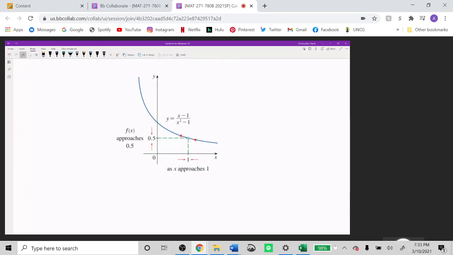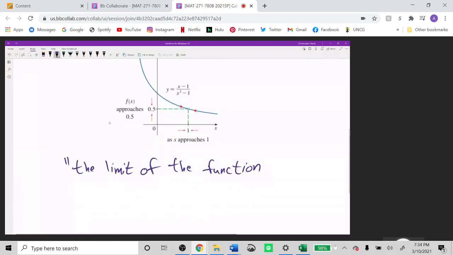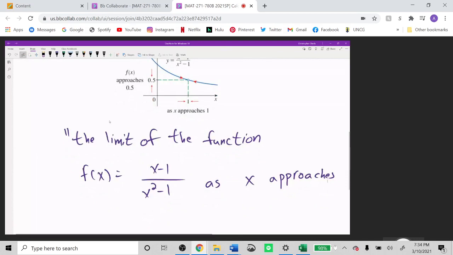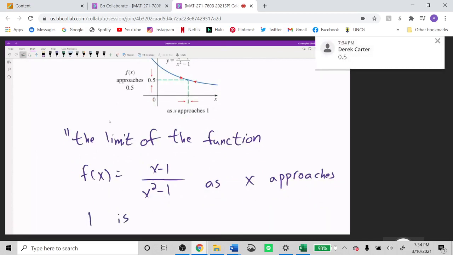We can express this notationally, and verbally, we can express this as the limit of the function f of x equals, let me write this on another line, x minus 1 over x squared minus 1, as x approaches 1. What would you say the limit of this function is as x approaches 1? 0.5. Correct.